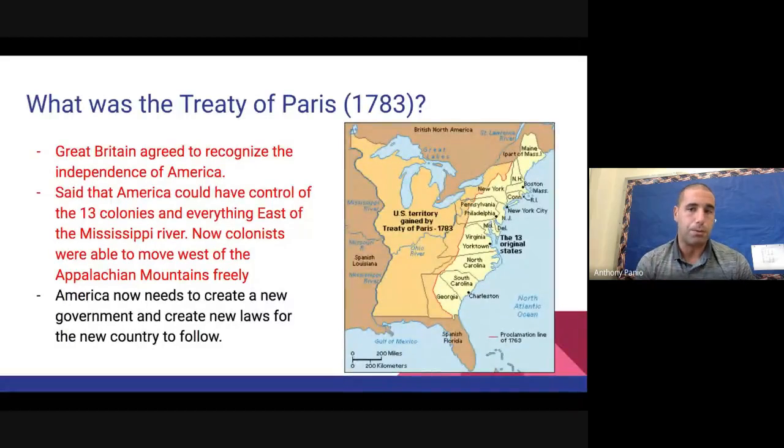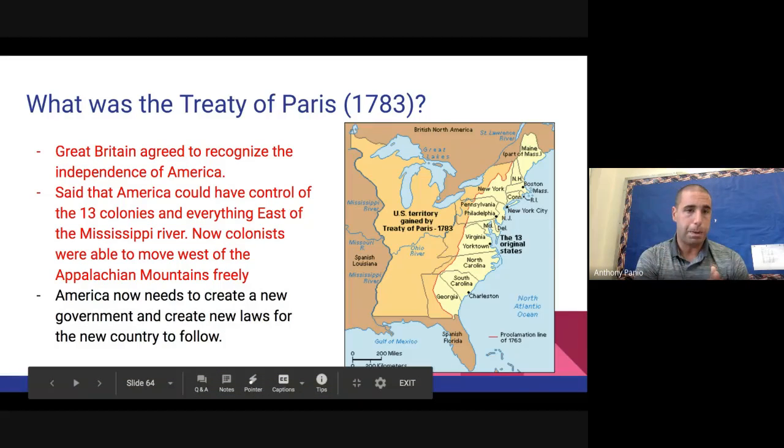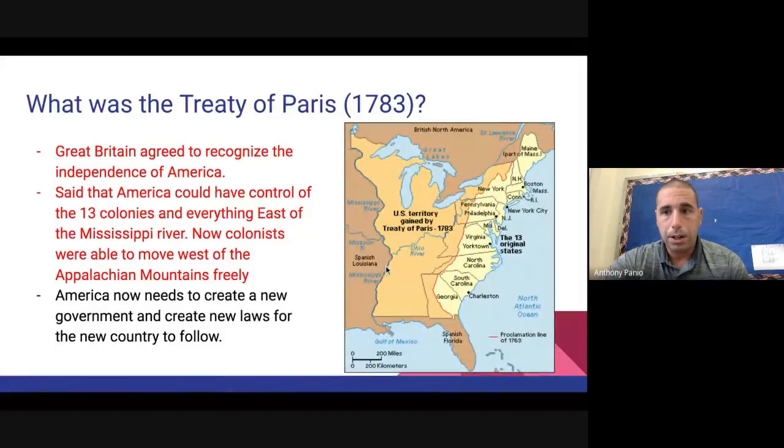This treaty now makes it official. They need to recognize them not as American colonies anymore, but as the United States of America. And they need to give them independence and freedom and let them have their own country and government. Now, prior to the Treaty of Paris, America used to just consist of these 13 colonies, right?